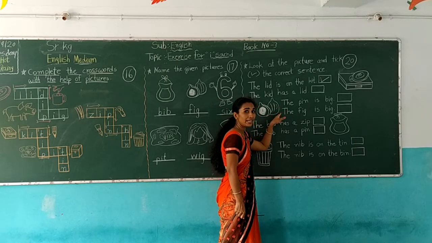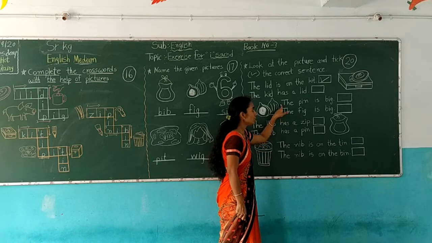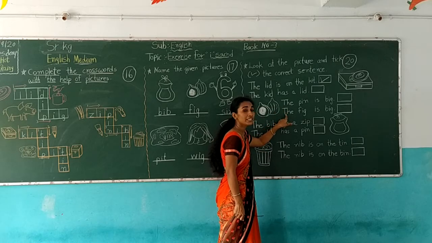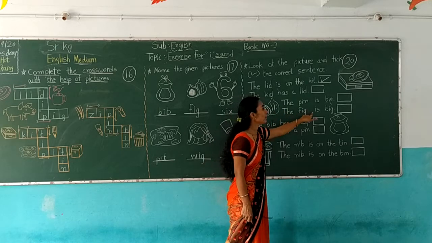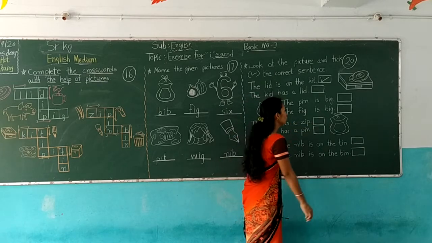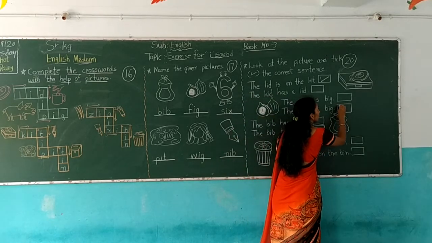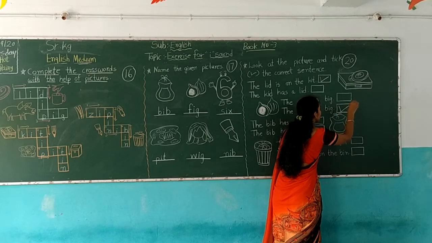So which sentence is right? Tell me. This, no. This, yes. The fig is big. So here we tick. Right. Okay.